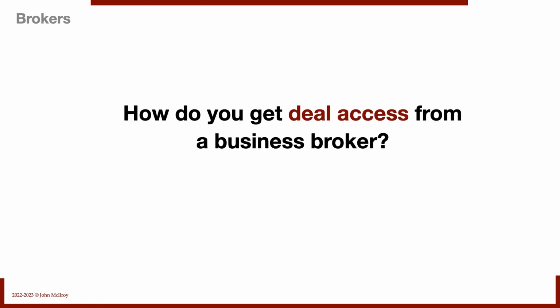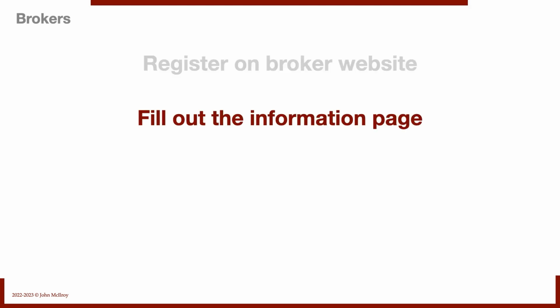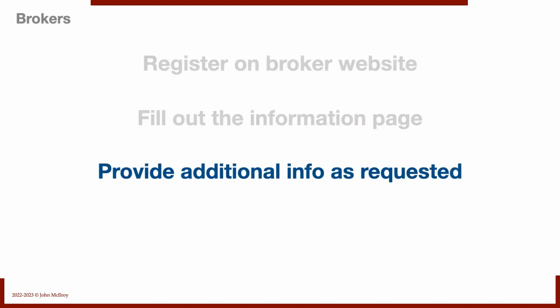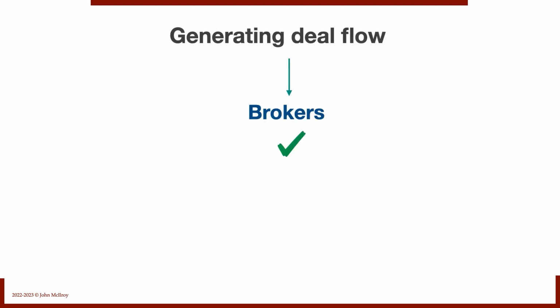How do you get access from a business broker? You have to register on their broker website. Fill out the information page. They're going to ask you for some additional information. Make sure you provide it. That changes from broker to broker. And that way you'll get access to the businesses that are listed for sale. That's brokers. Definitely check it out.